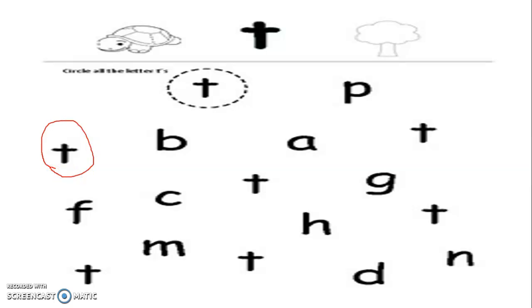Here we go. Is this letter T? No. This one. No, no. This one. Yes. Let's make a circle. This one. Not really. Not this one. It's this one. Yes. Here we go. What about this one? Yes, that's lowercase t.